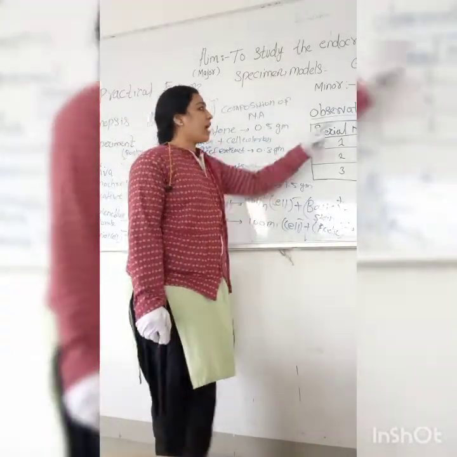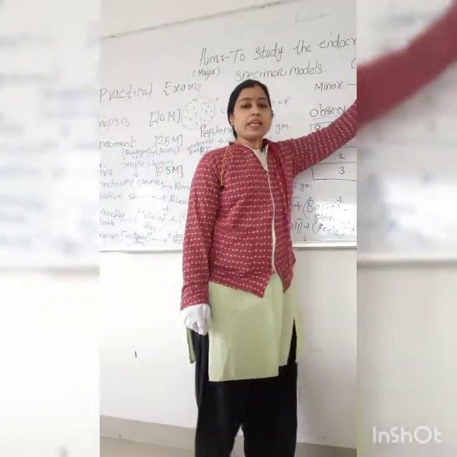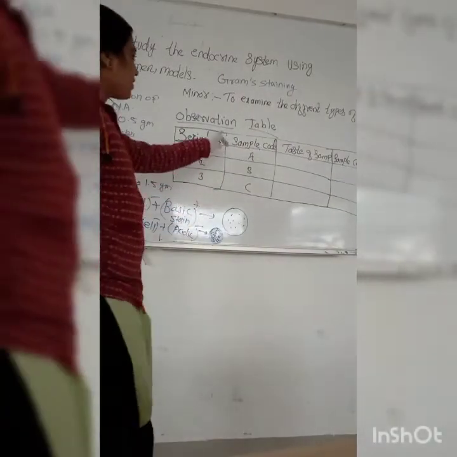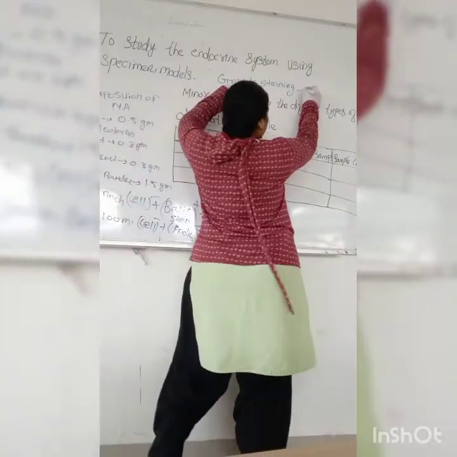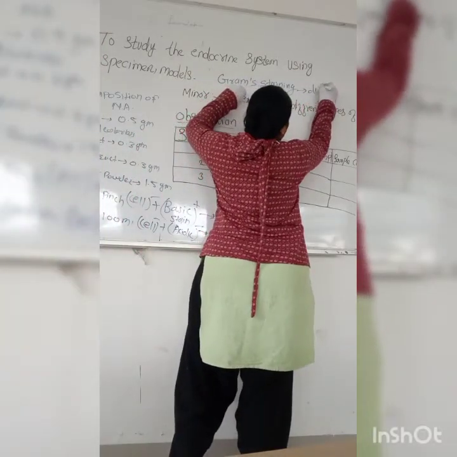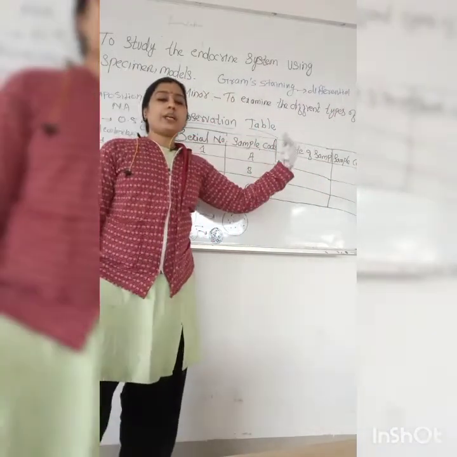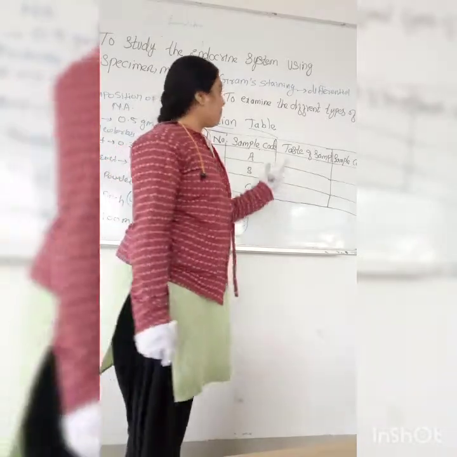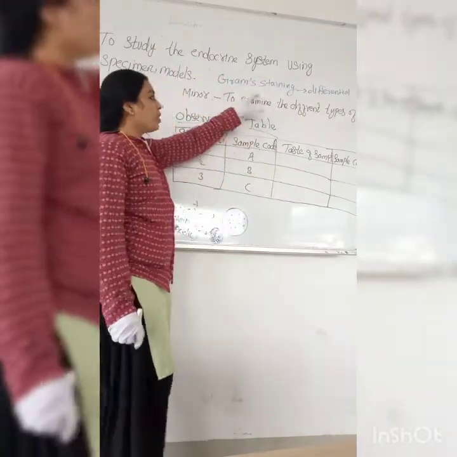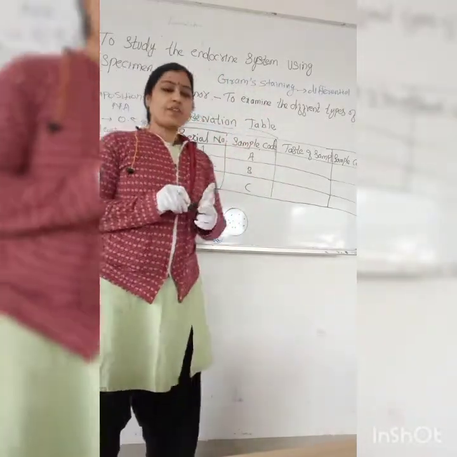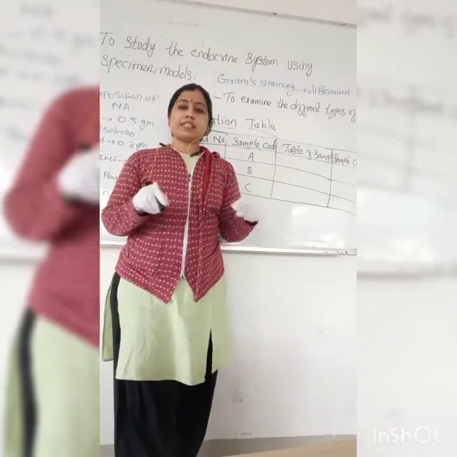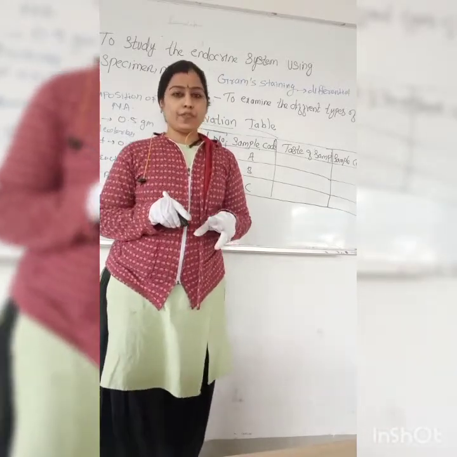So what is gram staining? Gram staining is a differential staining method, by which we can differentiate between gram positive and gram negative bacteria. What is the procedure of gram staining? We prepare the smear, air dry it, heat fix it.